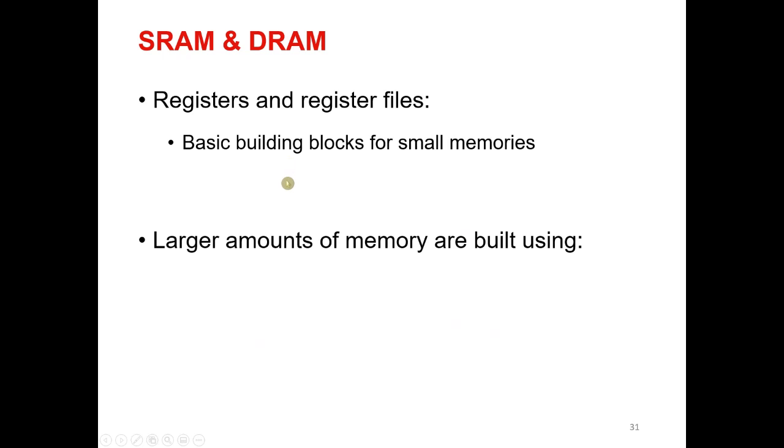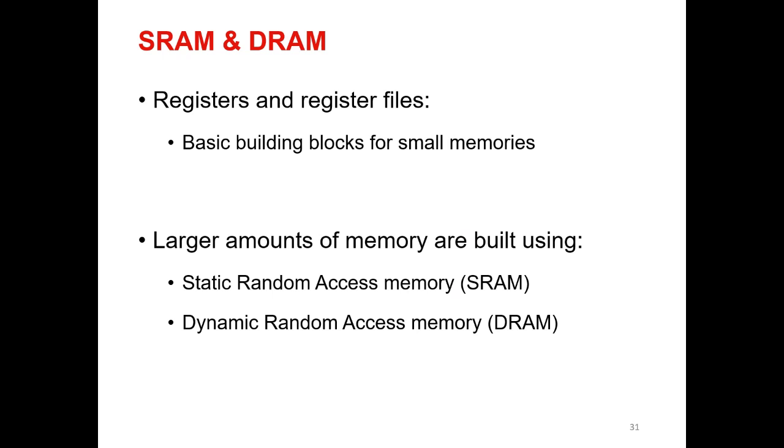Okay, but for a larger amount of memory, which is the main memory, the memory connected to the processor, outside the processor, we use what is called static random access memory or dynamic random access memory. I'm just mentioning those names for completeness. I don't expect you to know how those types of memory work. This is just for completeness and for you to have an initial idea of how these elements are created.